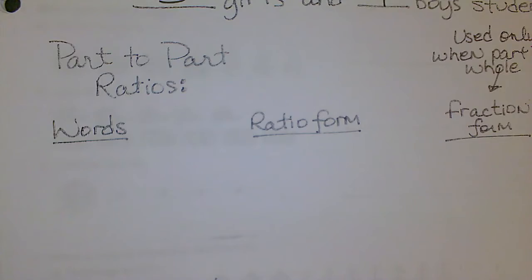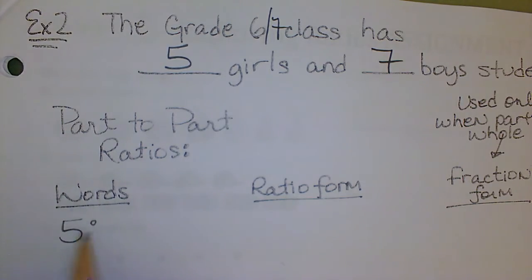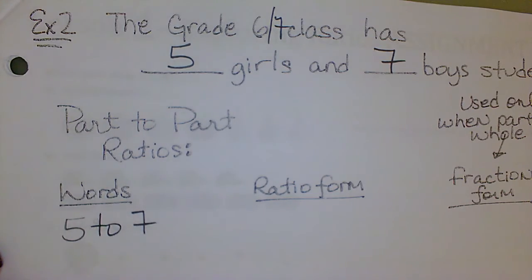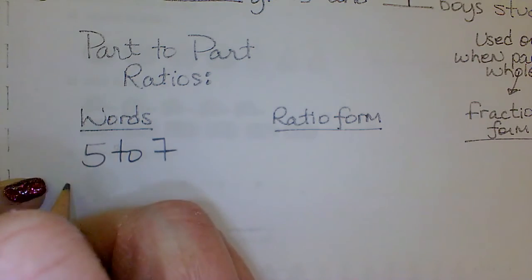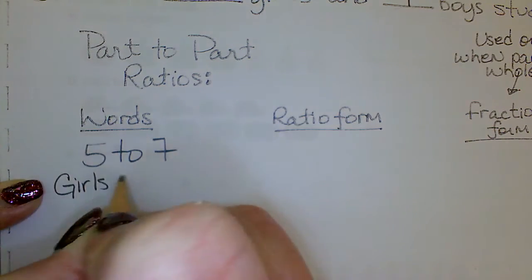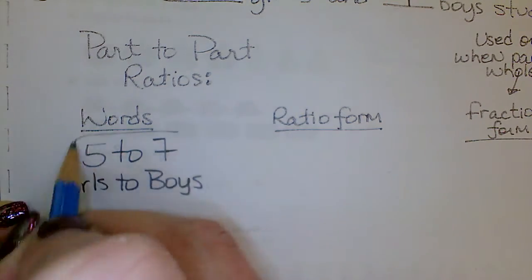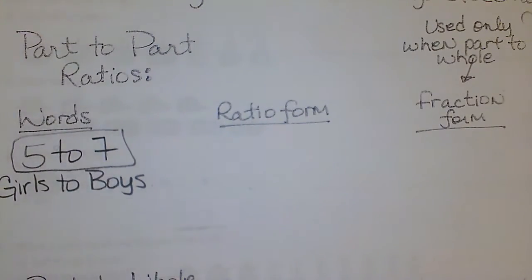So, part to part in words, all right? I could do 5 to 7. They're going to ask you that. So if I write 5 to 7, what am I comparing? People, girls and boys. Girls to boys, right? They're going to ask you to give these, and then they're going to ask you, what is that? You could use G and B, but make sure you write it once so that people know what G and B are.